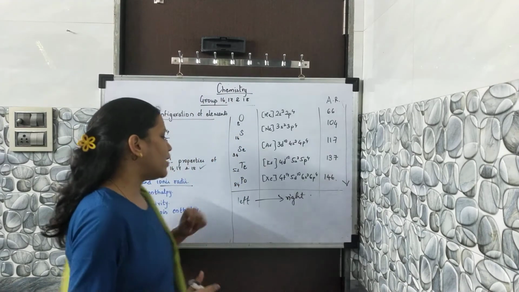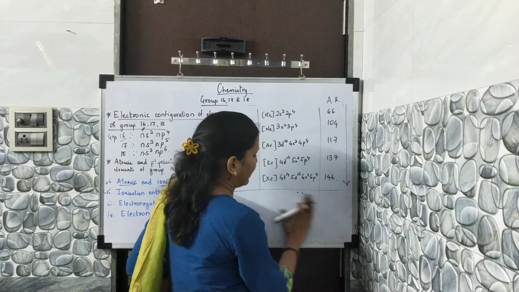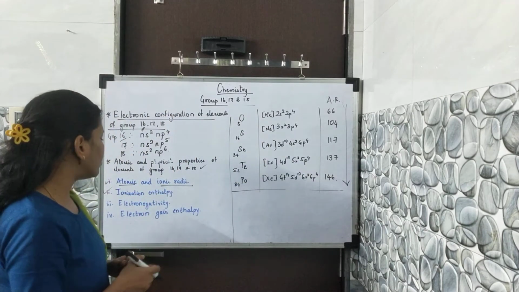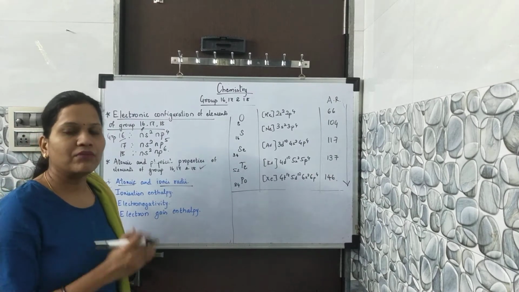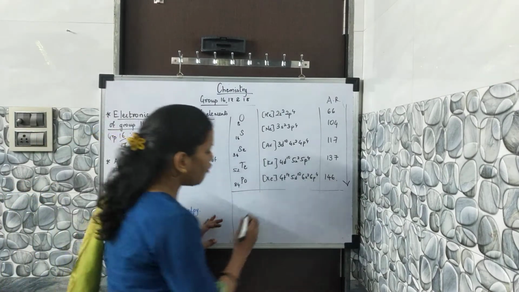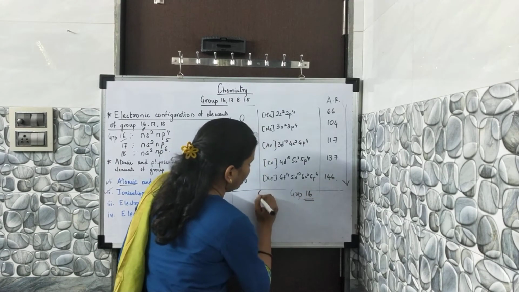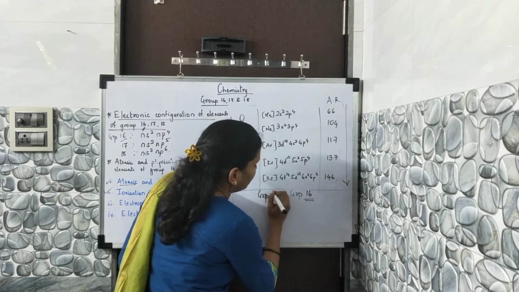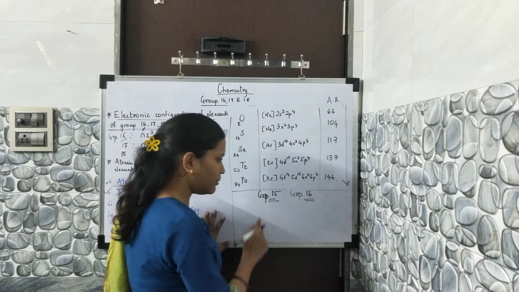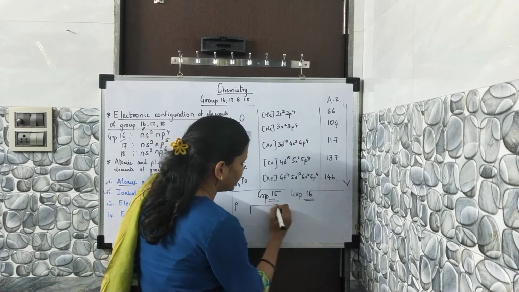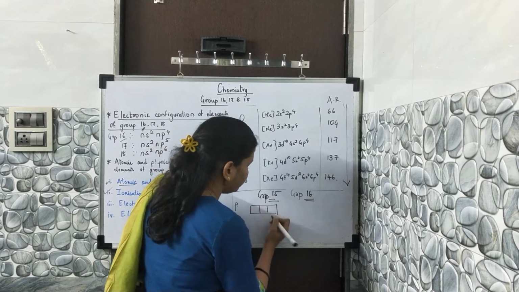One more point I am going to add here: the ionization enthalpy is going to be low for group 16 compared to group 15. The reason behind it is that the p block of group 15 contains 3 orbitals.